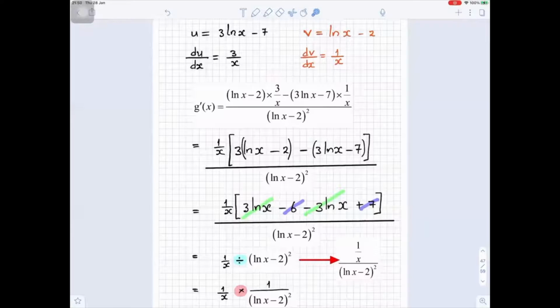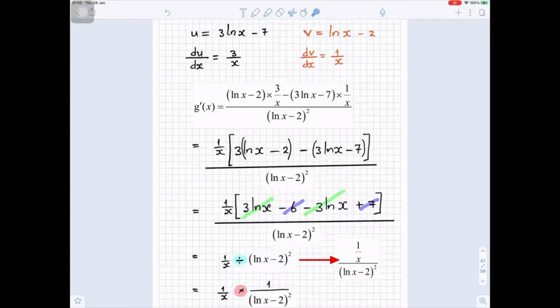Now we put them together in the quotient rule formula. So we have v times du over dx minus u times dv over dx, all over v squared. So v times du over dx minus u times dv over dx, all over v squared.